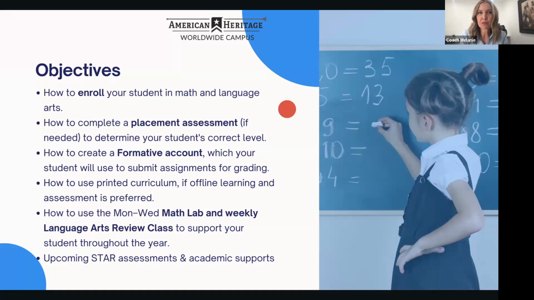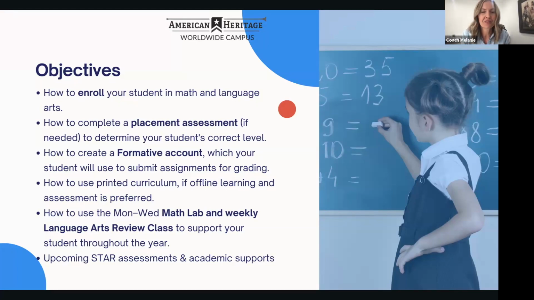The next one is how to complete a placement assessment if you want to determine your student's correct level. If you're new to our program, coming from public school or different homeschool programs, everybody's a little bit different. And because our program aligns with the Virginia state standards, we are a little bit different too. So we provide these guides to help you with placement, but they're not necessary. You can always just start your student in their grade level and then see how they're doing as they get started.